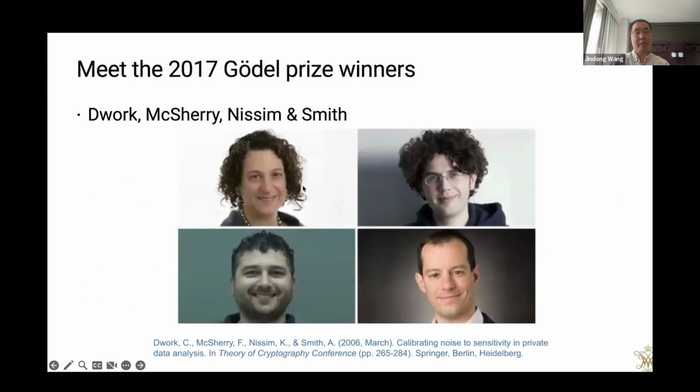Okay, and they won the 2017 Godel Prize. If you know this prize, you know it's very prestigious. It is an award recognizing scientists who made significant contributions to protecting user information for the computing industry. These are the four professors: Dwork, McSherry, Nissim, and Smith. They co-developed the idea of differential privacy.